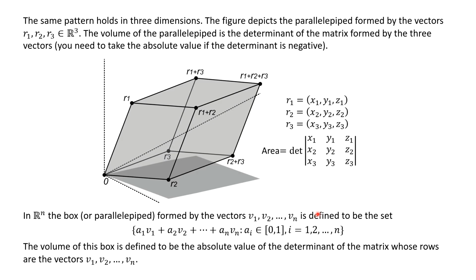And you can even extend this to Rn. You take n vectors in Rn. We're assuming these are linearly independent vectors. Otherwise, you're going to get some collapse. And you define this set here: basically, all the linear combinations of these vectors where the coefficient is between 0 and 1, and that'll give you an n-dimensional box. And the volume of this box is defined to be the absolute value of the determinant of the matrix whose rows are the vectors v1, v2, through vn. So this is just a special case of this, and in fact, the example in the previous slide is a special case of this here.